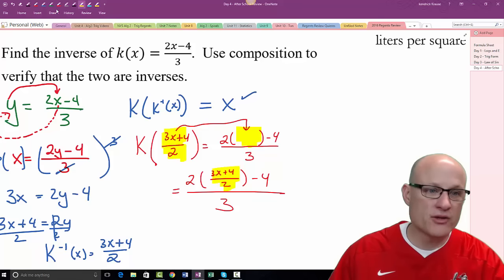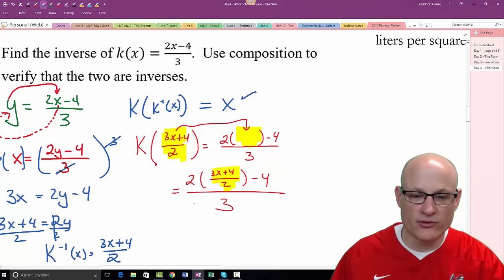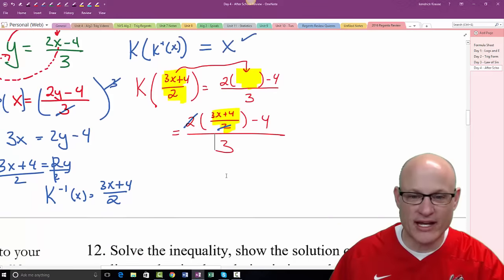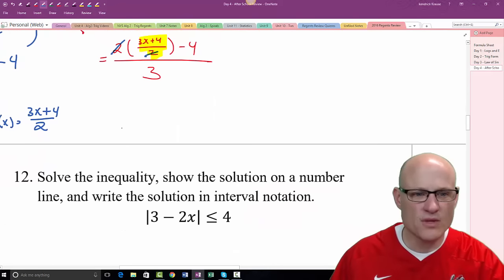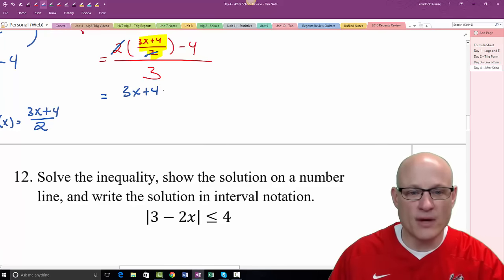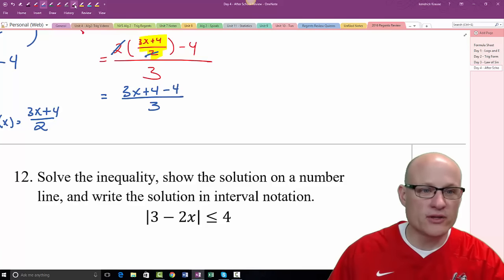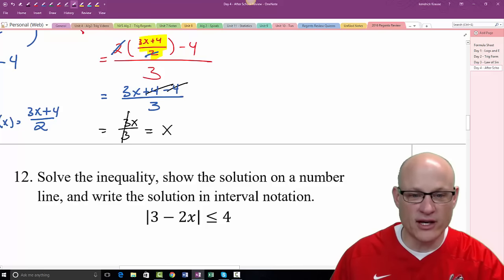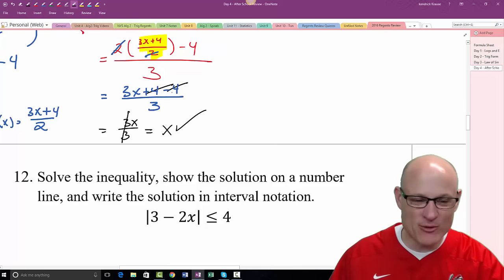Okay? So now we're going to distribute that 2. But wait a second. This 2 and this 2 actually just cancel each other out. So what I'm left with is 3x plus 4 minus 4 all over 3. Well, these cancel each other out, and so what you end up with is 3x over 3. Those cancel, and I'm left with just x. Magic! It worked.